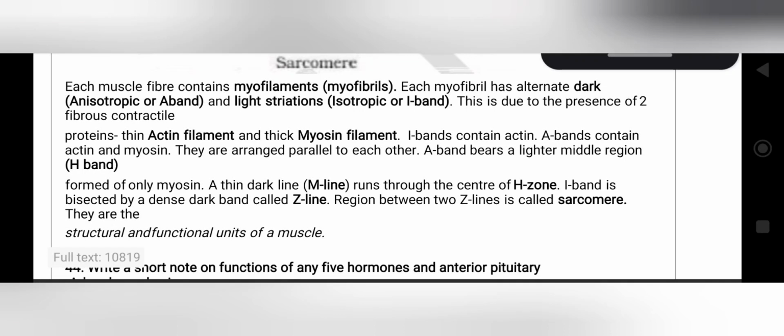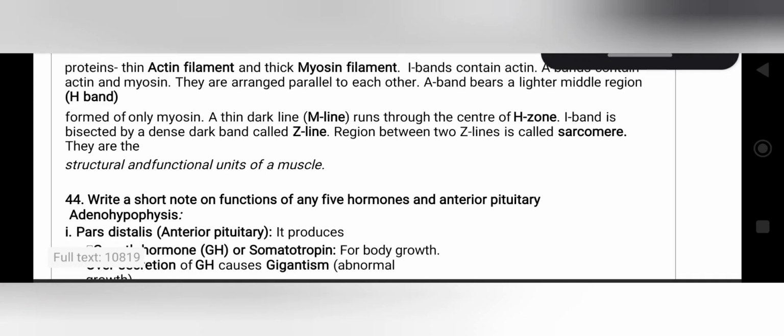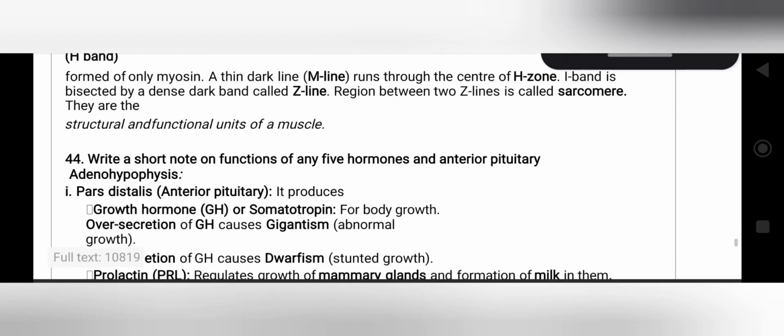A band bears a lighter middle region, H band, formed of only myosin. A thin dark line, M line, runs through the center of H zone. I band is bisected by a dense dark band called Z line. Region between two Z lines is called sarcomere. They are the structural and functional units of a muscle.